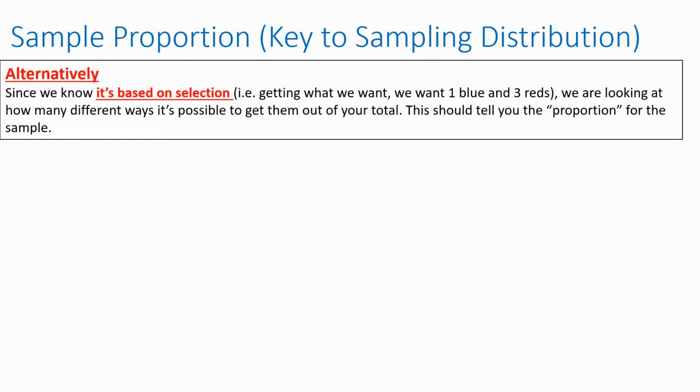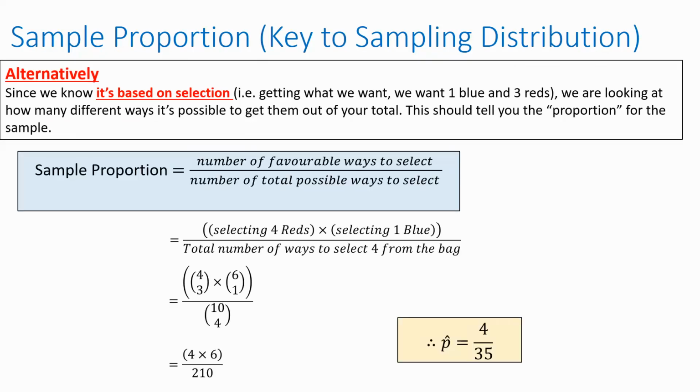So if you did that, it's still also 4 out of 35. See, if you actually did what I'm showing you, out of 4, choose 3, out of 6, choose 1, it also gives you 4 out of 35.